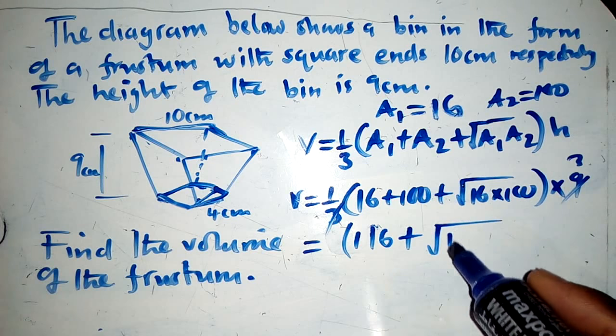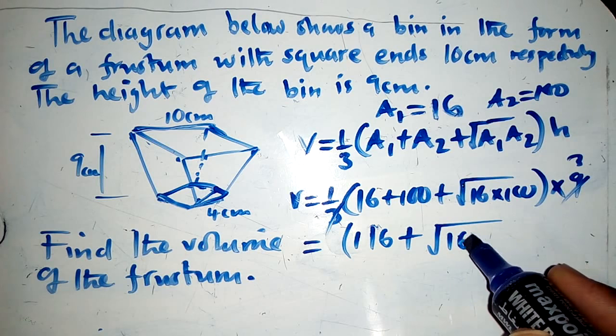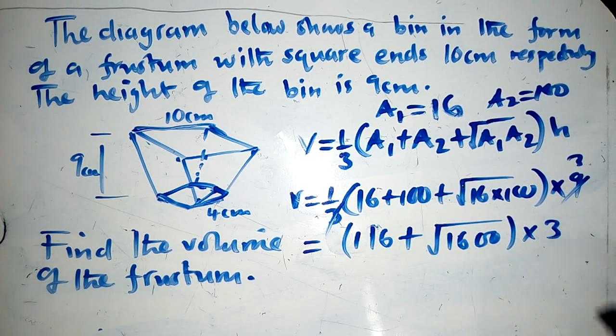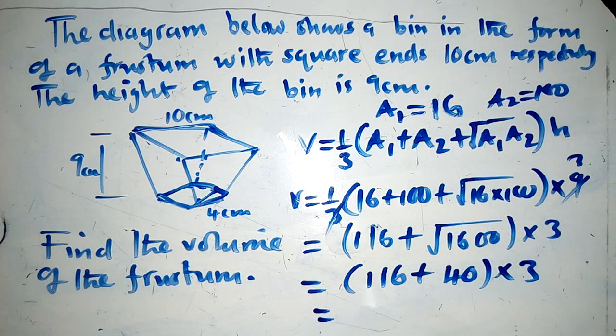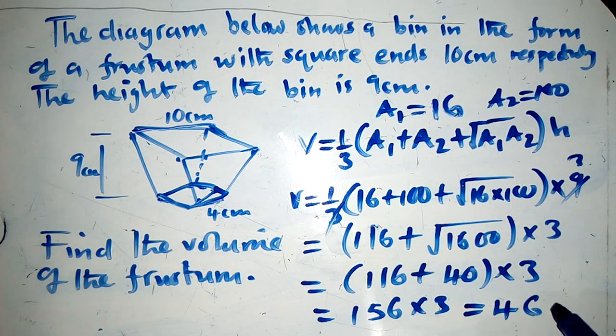We multiply here 16 by 100. We have 1600, multiplied by 3. So we can now find the root of 1600, which will be 40, times 3 there. The next thing will be to add what is inside the brackets, which is 116 plus 40. So we have 156. 156 times 3, our answer will be 468 centimeters cubed, because we are calculating the volume.